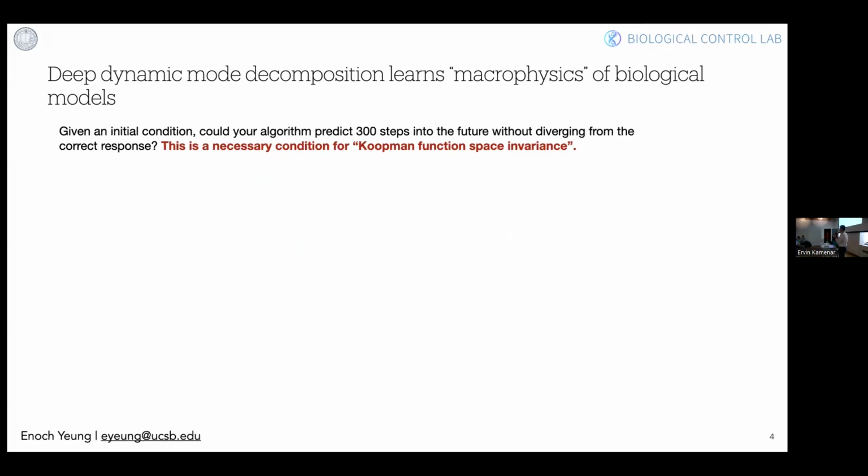It shouldn't map somewhere else. If you're using a bunch of dictionaries, it should be the case that if your Koopman operator acts on those dictionaries, you're still in that same space. If you're not, then a necessary condition would be that your prediction is going to be terribly off.